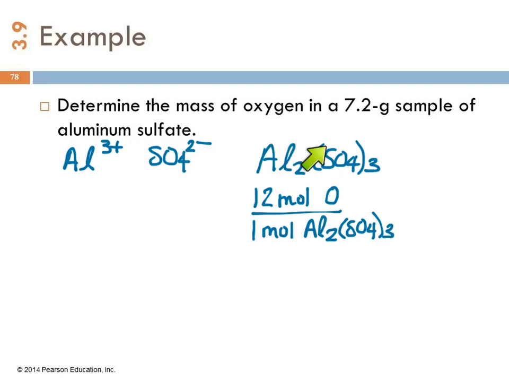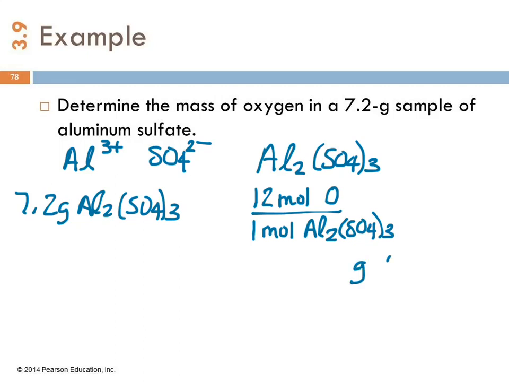We look in the formula, 3 times 4, 12. There's 12 oxygen atoms in a molecule or a formula unit. So there's 12 moles of oxygen in 1 mole of the compound. That's a useful relationship. Here we're starting with 7.2 grams of the compound, and they want the mass of oxygen. So our path is going to be kind of crooked this time.